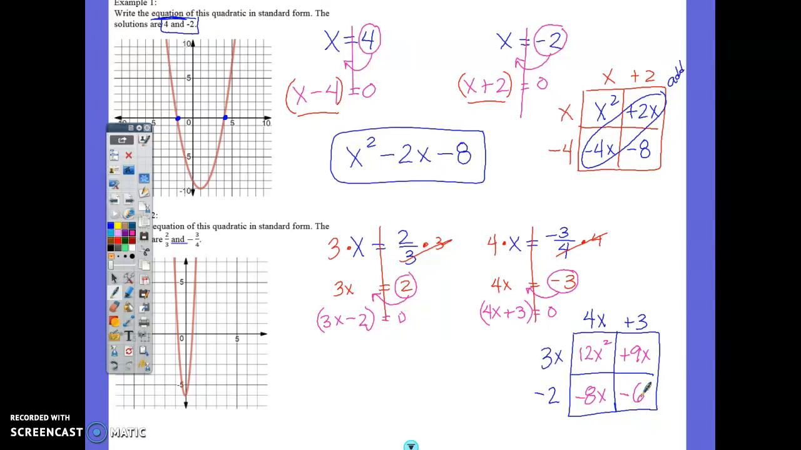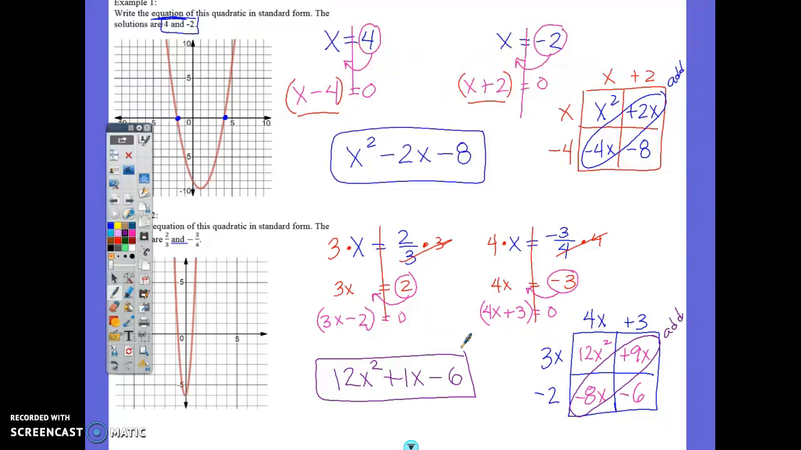I would use the calculator to multiply because if you mess them up, it's going to be wrong. So I'm going to add these two. 1x. Okay? So my middle term is 1x. My quadratic function is 12x squared plus 1x minus 6.